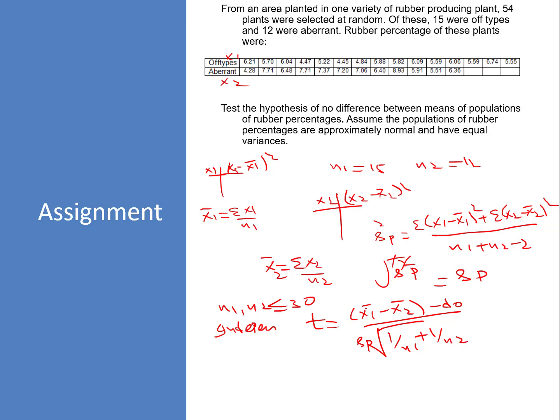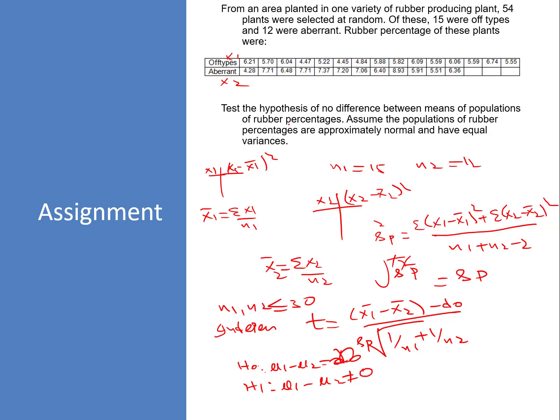So you check it, that is the test of hypothesis of no difference between means. The null hypothesis will be mu1 minus mu2 is equal to 0. They want to test for no difference between the means of the populations, assuming the populations are approximately normal with equal variances. The alternative will be mu1 minus mu2 not equal to d naught, or not equal to 0. You can write this as not equal to 0.